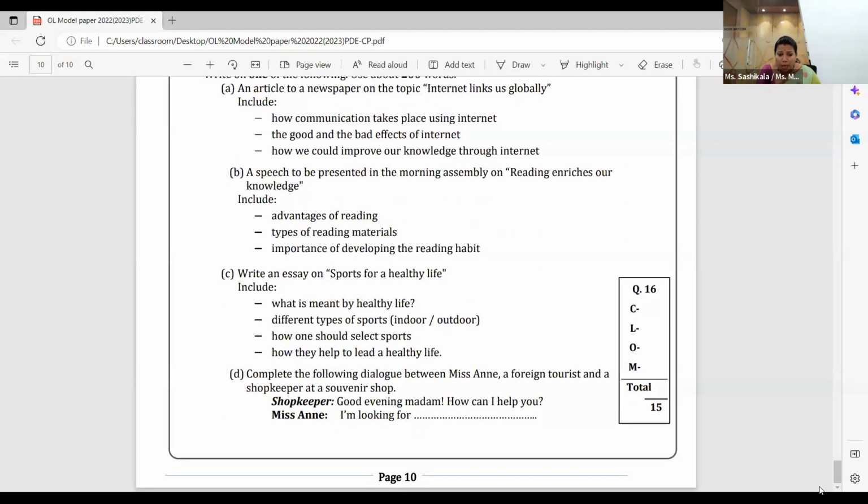And remember, look at the 4th one. Complete the following dialogue between Miss Anne, a foreign tourist, and a shopkeeper at a souvenir shop. Usually they will specifically say how many conversations should be there. A page is given for you. So make sure that you exchange conversation. There are 2 people talking, so you have to write as many exchanges as possible. You have to keep writing the conversation between the shopkeeper and Miss Anne, exchanging many times, right? So you can start by saying good morning.